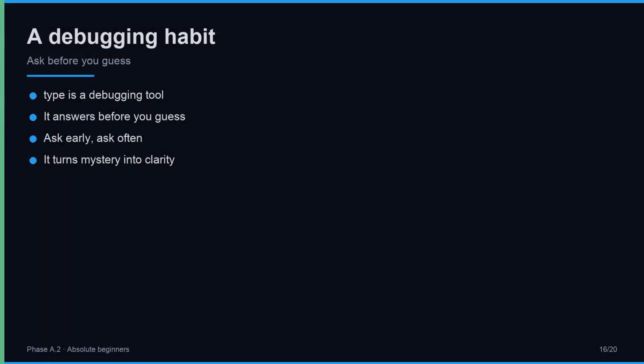Think of type as your first debugging tool, the one you reach for before anything else. It answers a question you would otherwise have to guess at. Is this a number or a string of digits? Is this true the Boolean, or some other value? One short call, and you know. Ask it early, ask it often, and you will find that most mysteries dissolve before they become real problems. This single habit is worth more than a dozen clever tricks.